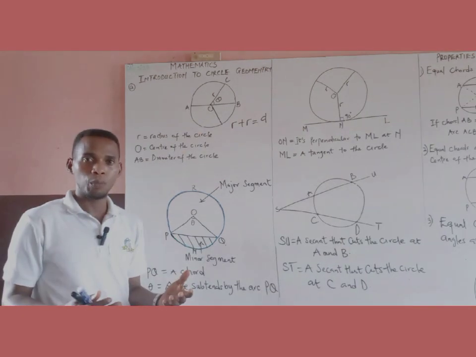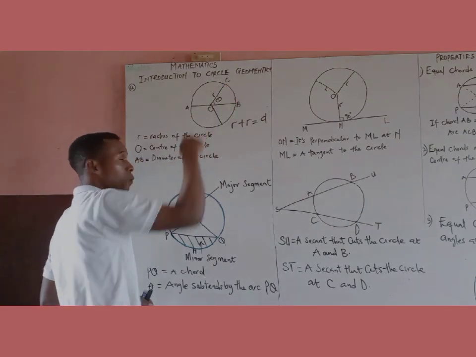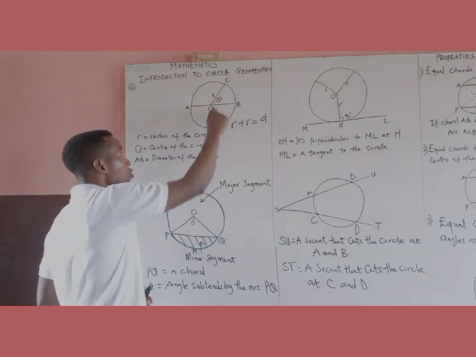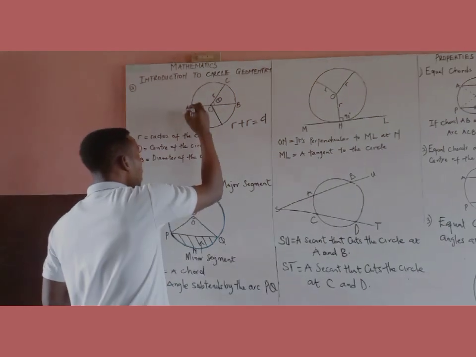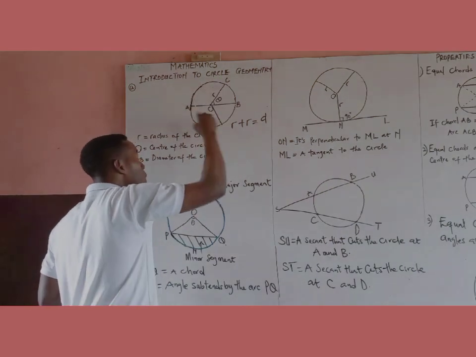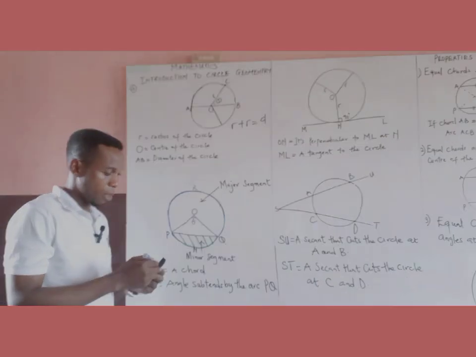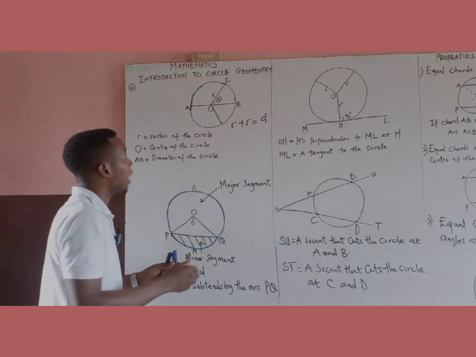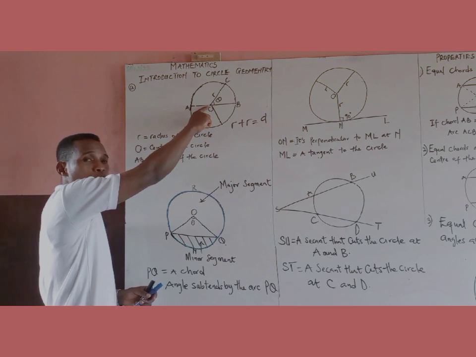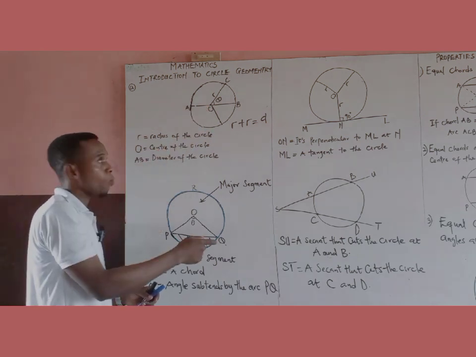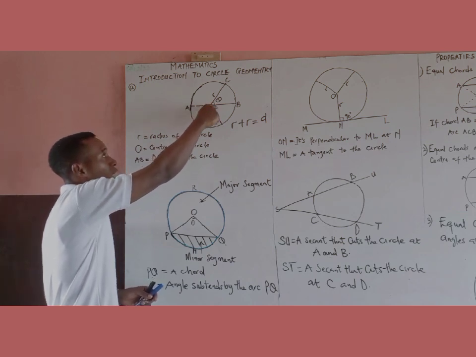What is a circle? A circle is simply a round plane figure whose boundary is known as the circumference, and whose fixed point is known as the center of the circle. Its fixed point is here, O, and it is known as the center of the circle.